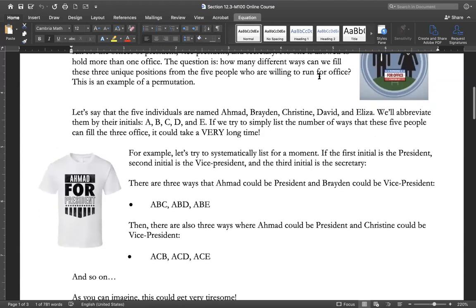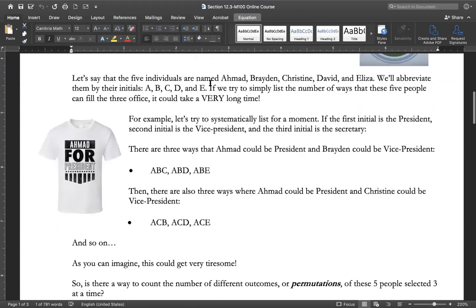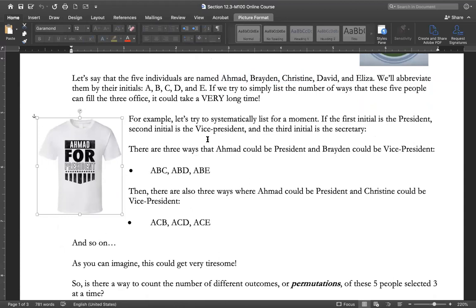Okay? So let's say that the 5 individuals are named Ahmad, Braden, Christine, David, and Eliza, okay? Now, these first 3 names are actually people in the class. I was going for something alphabetical because it's easier to understand. And I can't believe it, but I actually found an image online of a t-shirt that says Ahmad for president. So I got a kick out of that. But anyway, let's say that Ahmad, Braden, Christine, David, and Eliza are willing to run for office. We're going to use the letters A, B, C, D, and E for those 5 people.